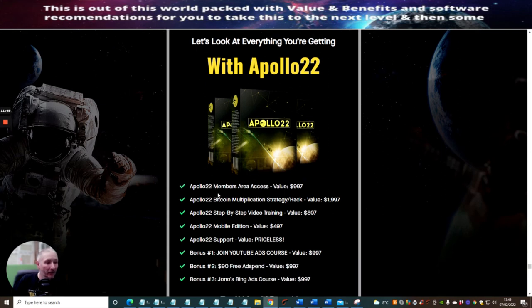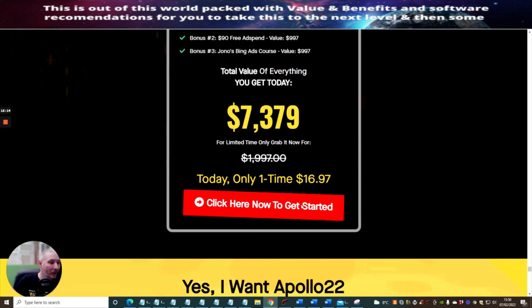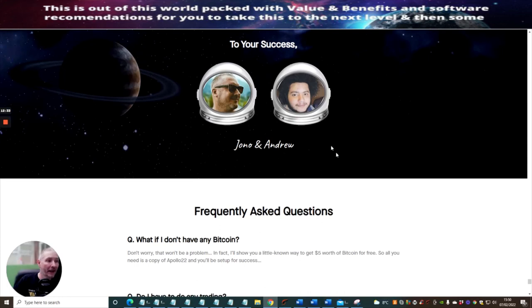It says here the Apollo 22 members area access, which is valued at 997. Apollo Bitcoin multiplication strategy, Apollo 22 step-by-step video training, Apollo 22 mobile edition, Apollo 22 support, Apollo bonus one, which is the YouTube ads course, bonus two, which is the free ad spend, and then bonus three is Jono's Bing ads course, which is valued at 7379. I would be a bit dubious about that. I would say probably in the value of around 1.5k, but for the sake of just $16.97, I would say that you are going to be getting bags and bags of value here.